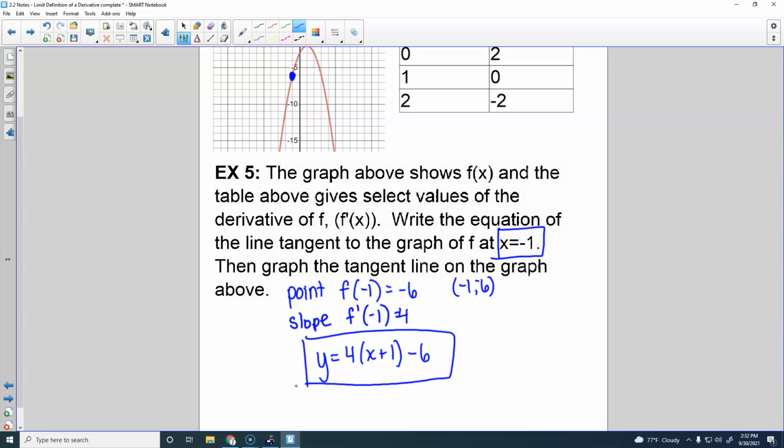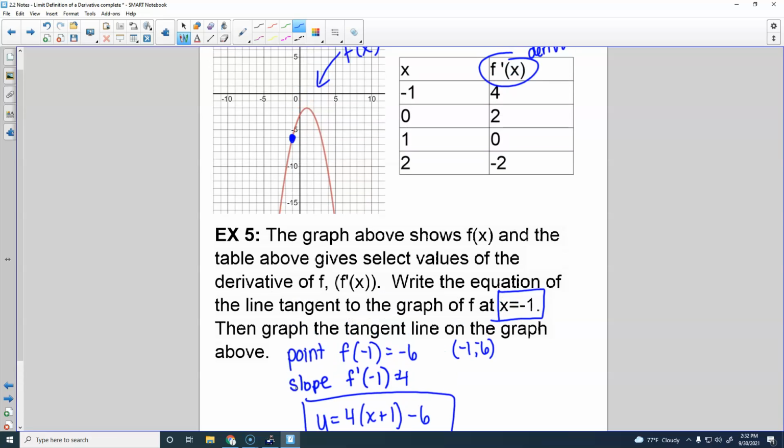It does ask you to graph it on the graph above. So if it passes through this point, it has a slope of 4: up 1, 2, 3, 4, over 1; 1, 2, 3, 4, over 1; go down 4 over 1. So it's going to be this line right here. And you can see that looks right. It looks like it's touching at that single point.